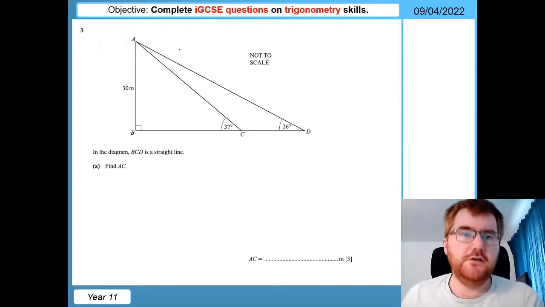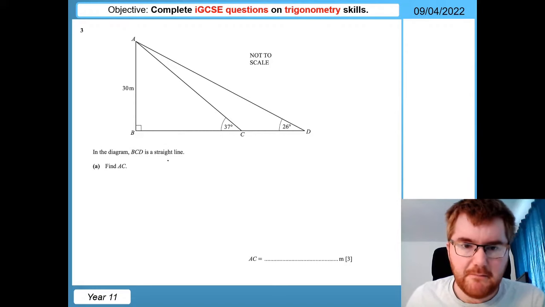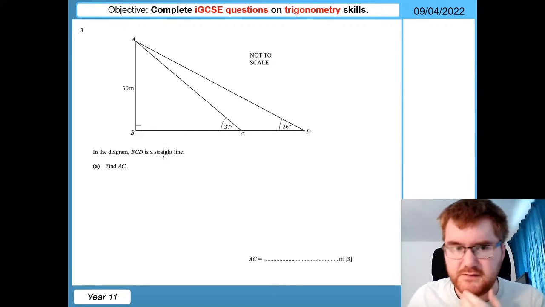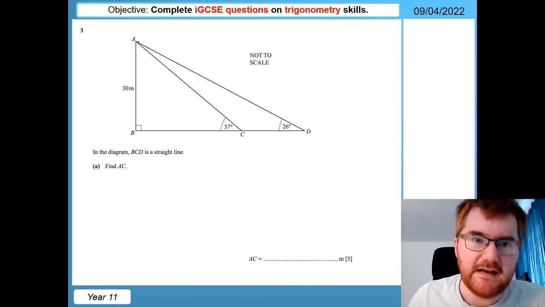Okay, and on to question 3. So it's going to be a little bit more on the easier side here. On the diagram, BCD is a straight line. Again, important because we've seen that in previous questions. And the first thing we need to do here is work out the length of AC.